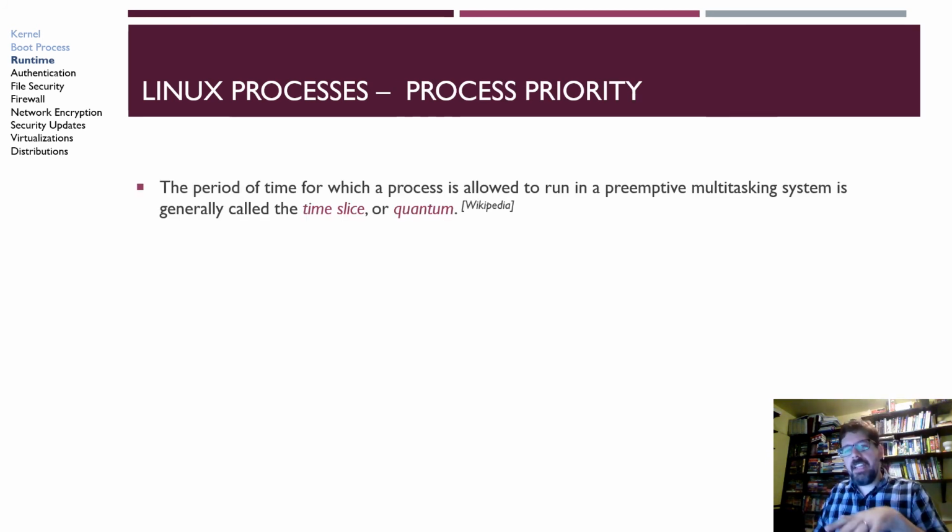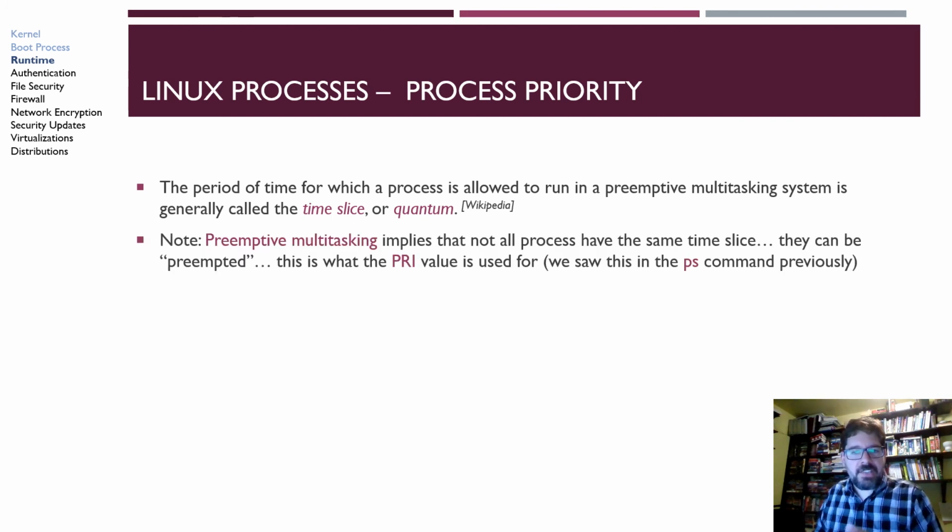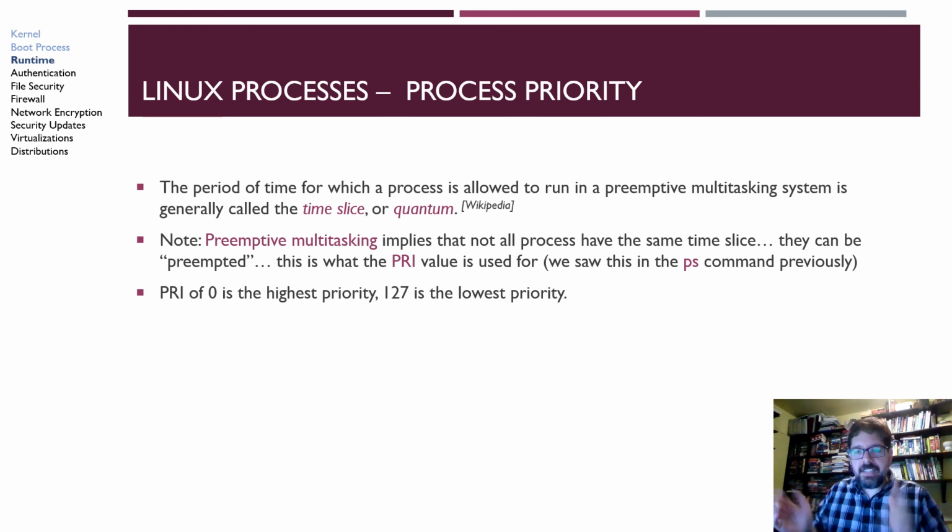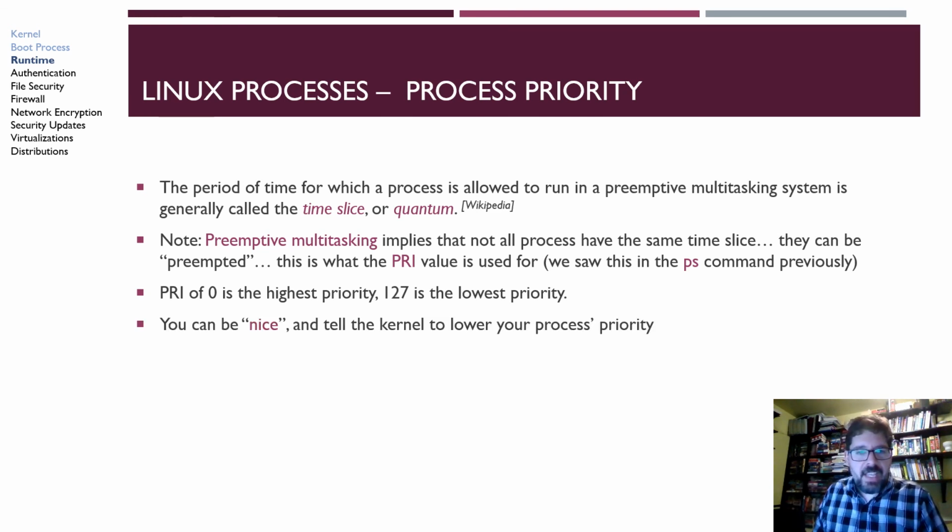Process priority. The time slice or the priority that a process has is basically an integer between 0 and 127, right? That's how much priority the system is going to give it. But you can also be nice. And what that means is you can tell the system when you're running a process that it can deprioritize. It can lower the priority of your process.